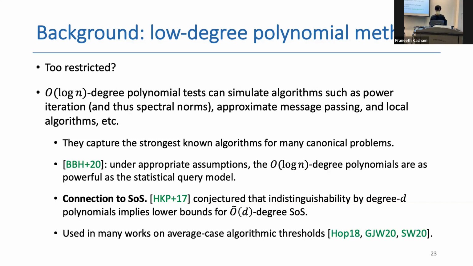Yeah, and the reason people look at this is because, first of all, in average case problems, it's kind of impossible to prove NP hardness. So researchers use more restricted hardness results to get an idea of some algorithmic threshold. This low degree framework has been used in many previous works.